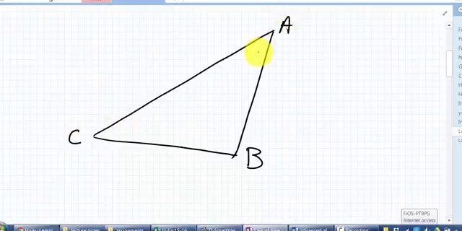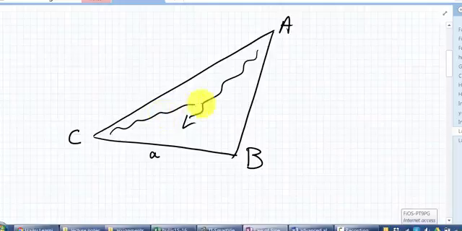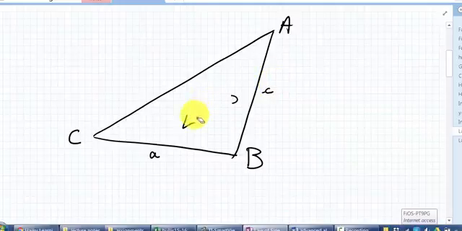Now, opposite the vertex A, I will call this side A, and I will use a lowercase letter for the side, okay? Opposite the vertex C, you will have side C with a lowercase letter. And of course, opposite the vertex B, you will have the side B with a lowercase letter. So this is the convention we use to label any triangle, okay?